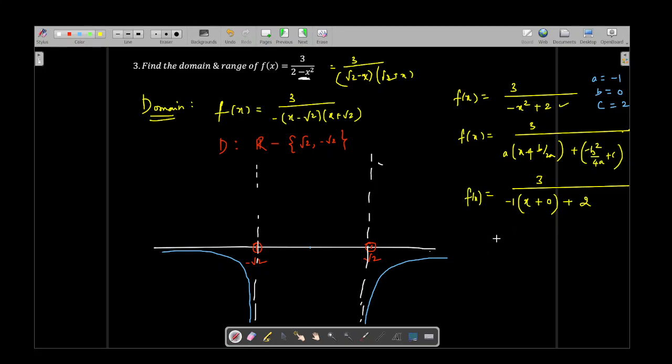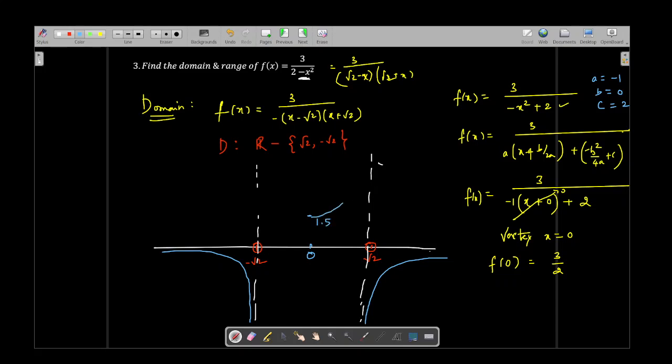So here my vertex is x equal to 0. So at 0, the value is 3 by 2. If you put x equal to 0, this whole term goes to 0, and the value is 3 by 2. So at 0, we have the value 3 by 2, which is 1.5.